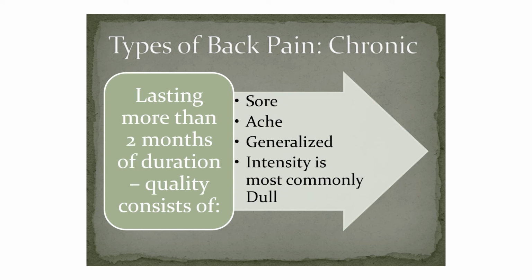Conversely, chronic pain usually lasts more than 2 months of duration and typically feels more sore, achy, generalized, and the intensity is most commonly dull. The unfortunate thing is when a person transitions from the acute to chronic stage, we often see the nervous system not understand how to deal with this. And this is when people will often get caught up on treating the symptom and not correcting the problem.